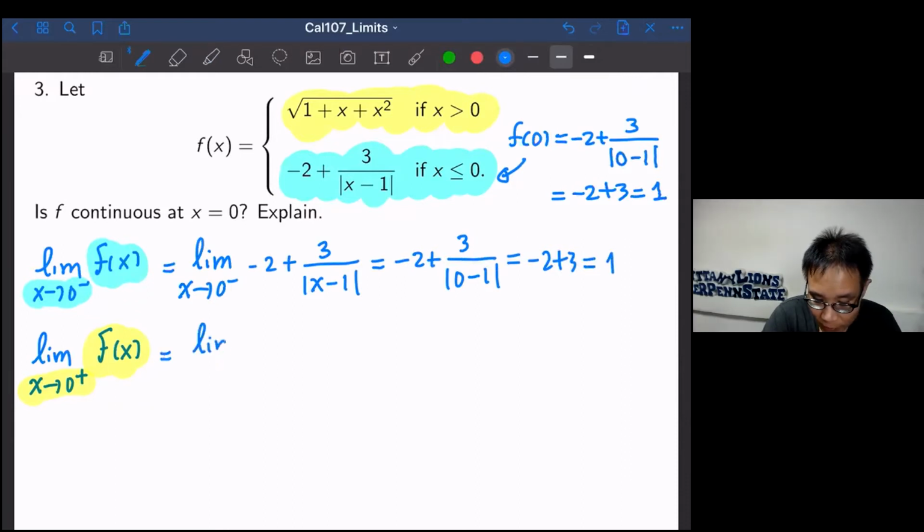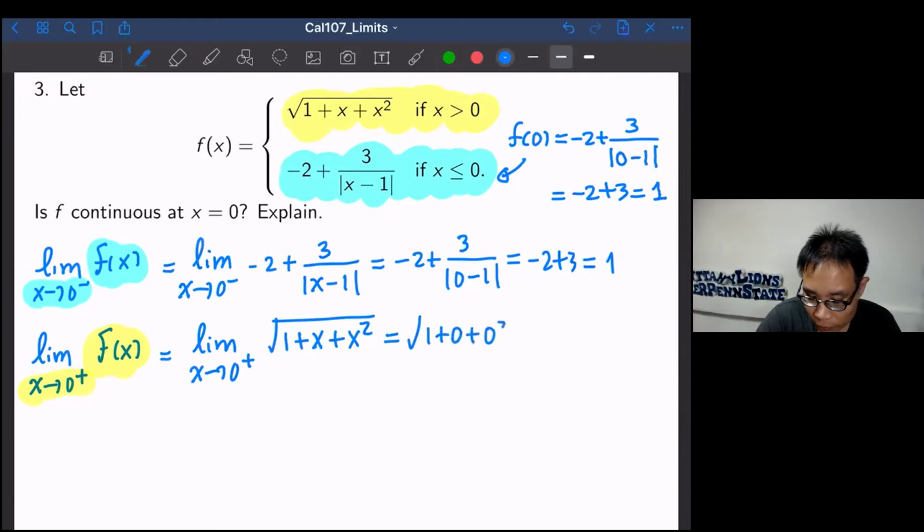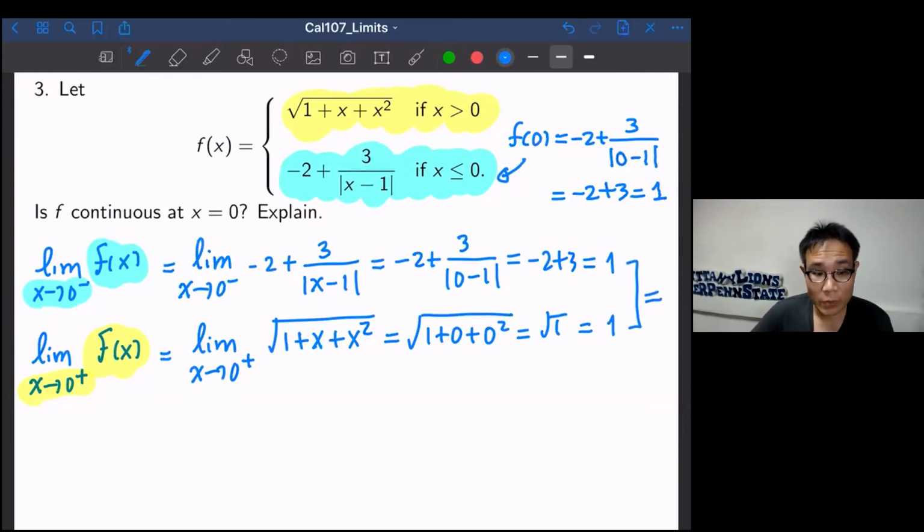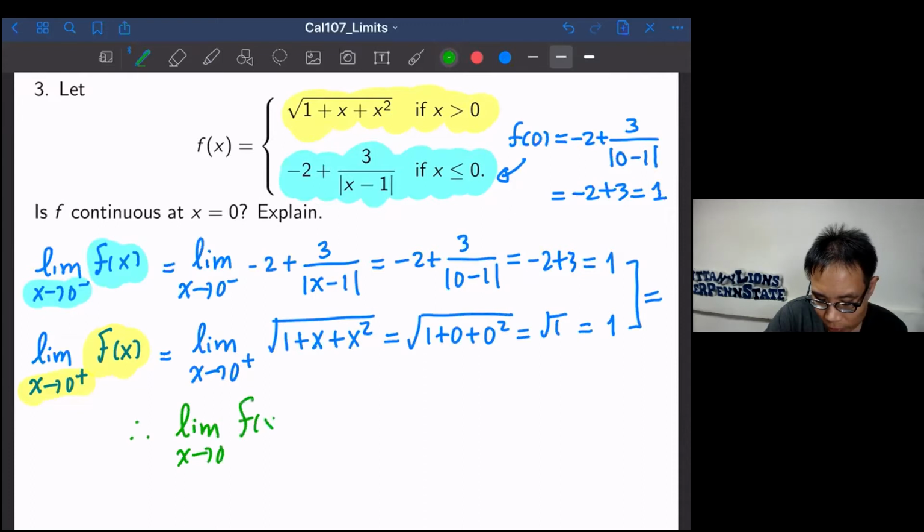And you have the limit as x goes to 0 from the right of f(x) with the yellow case. So it's going to be the square root of 1 plus x squared. And this guy turned out to be square root of 1 plus 0 squared. So it's going to be root 1 equal to 1. So in this case, you're going to see that they are the same thing. Okay. And we're going to be able to conclude that the limit as x goes to 0 of f(x) equal to 1.